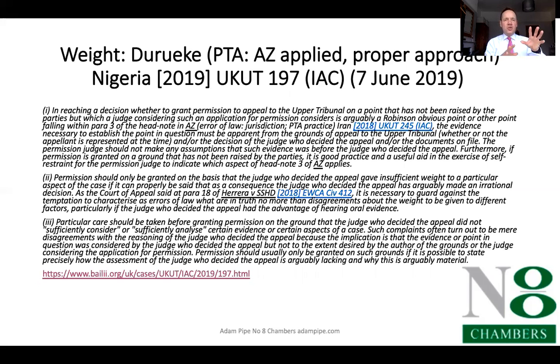You've got to show, well, either the judge was irrational or the better approach is a judge did not take into account a material piece of evidence which undermines the findings that he or she has made. And they're only going to grant permission. Look at the final sentence. And permission should usually only be granted on such grounds if it is possible to state precisely how the assessment of the judge who decides an appeal is arguably lacking and why it is arguably material. So you've got to be very particular and careful in how you articulate such grounds if you're saying, well, they haven't properly considered this evidence.